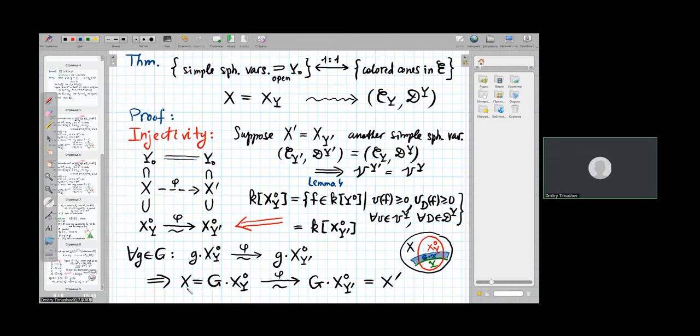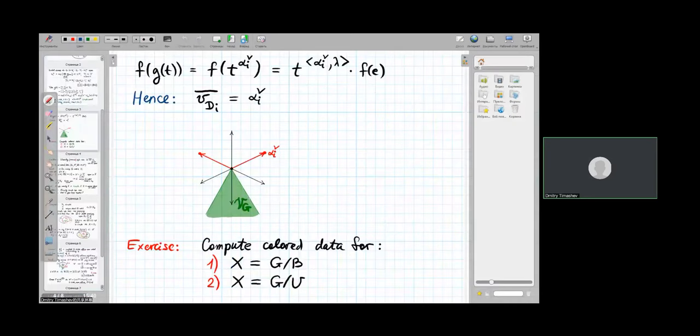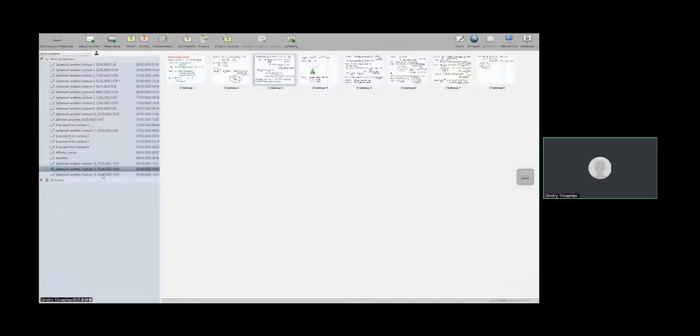Okay, so on the next lecture, we shall prove the surjectivity and we establish this theorem in full. And after that, we turn from simple embeddings to arbitrary embeddings of a spherical homogeneous space, and we'll thereby handle the second problem which I formulated on the previous lecture, that is how to glue simple spherical embeddings together to obtain arbitrary spherical embeddings of a given spherical homogeneous space. So we shall finally resolve this problem in full generality. But this will be on the next lecture.